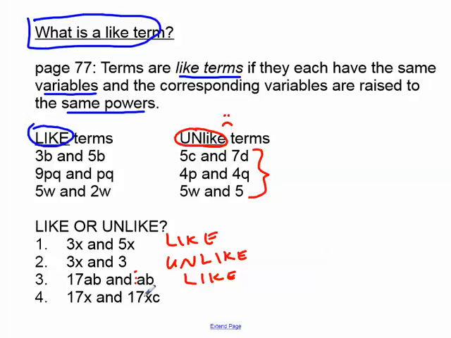17x and 17xc. 17 is the same, but we don't really care about that. The terms have to have exactly the same variable to exactly the same power. This has a c. This doesn't have a c. Not like terms. Unlike terms. And there's just some terminology for equations.